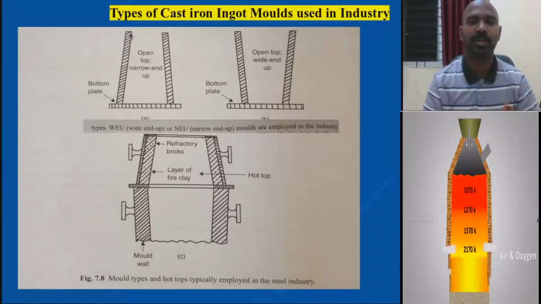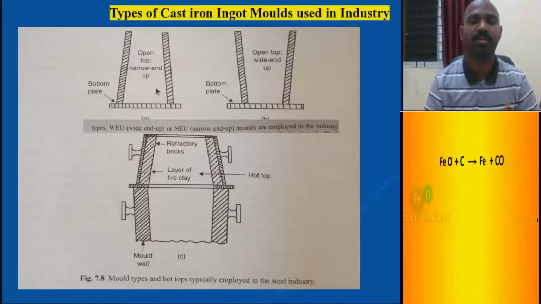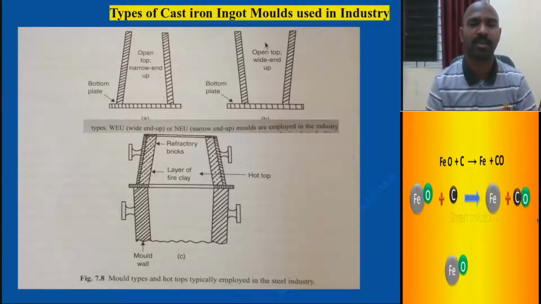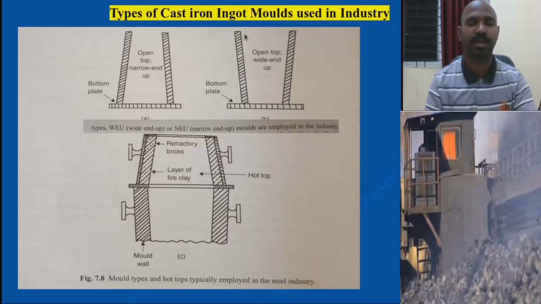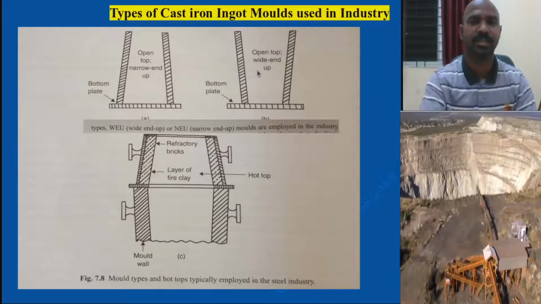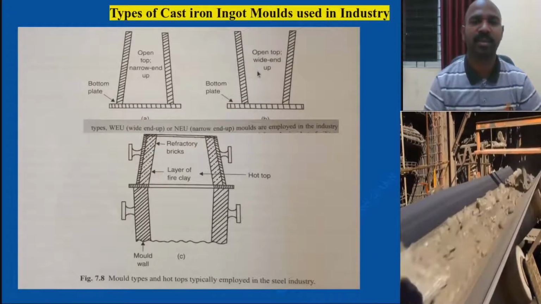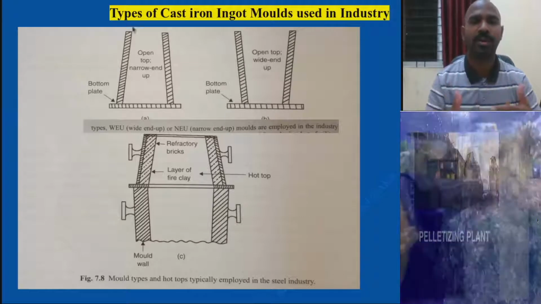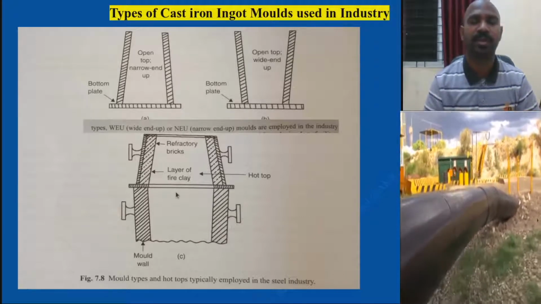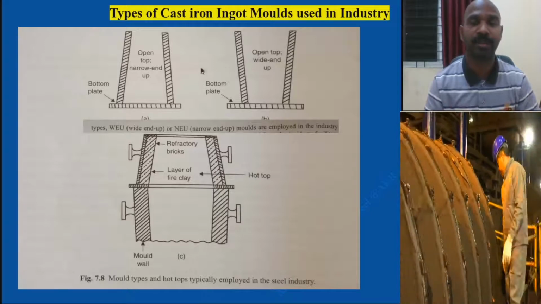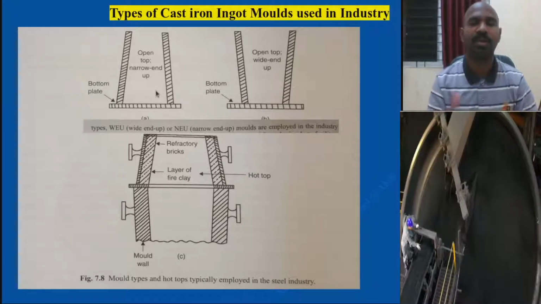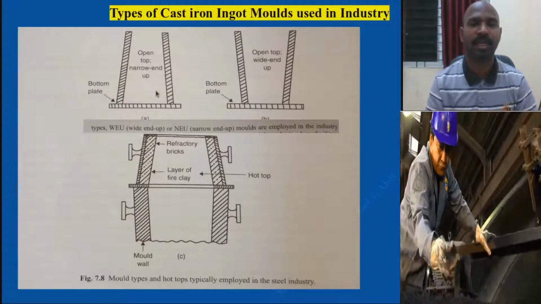But why is this particular design chosen, narrow end up and wide end up? It is for easy removal of the casting product after it solidifies. You can easily remove it, and the refractory lining given for this cast iron mold is also for easy removal of the solidified product. One needs to remember these two points. There may be many conceptual questions in the Viva and GATE examination. Please concentrate on this particular thing.